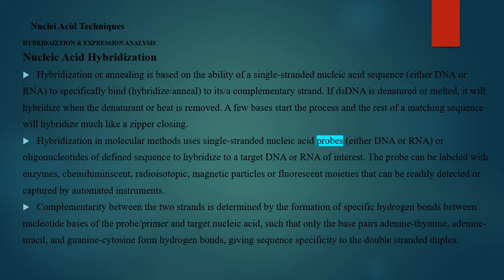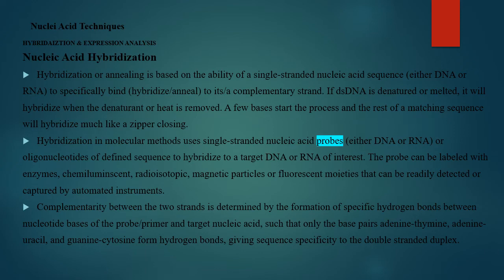So the next one is that hybridization in molecular methods uses single-stranded nucleic acid probes. So you use single-stranded nucleic acid probes. It can either be DNA or RNA, or oligonucleotides of defined sequence. So you're either using single-stranded nucleic acids or oligonucleotides of defined sequence to hybridize to a target DNA or RNA of interest. So there's a target, you form a particular nucleic acid single strand, then you connect it to that portion.